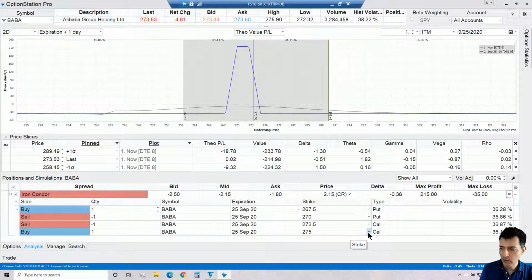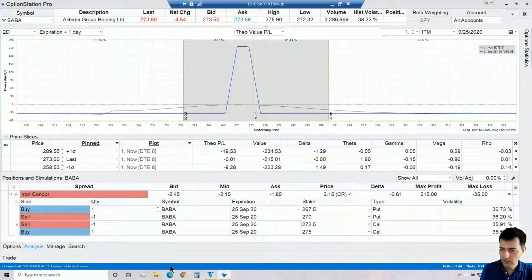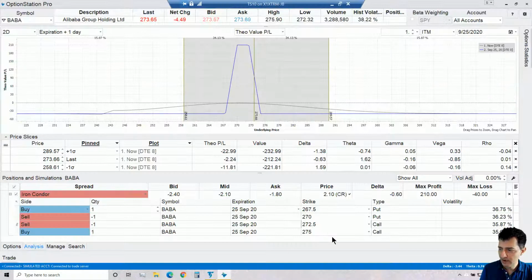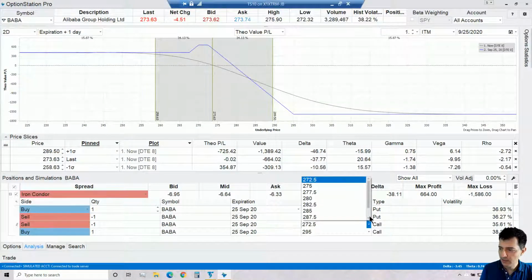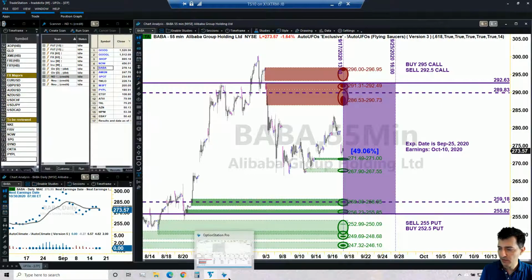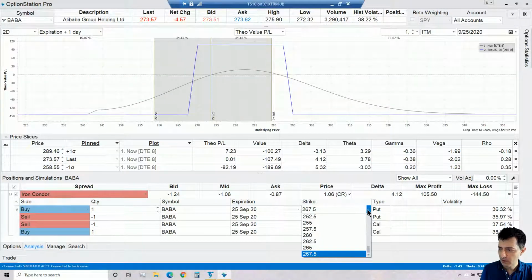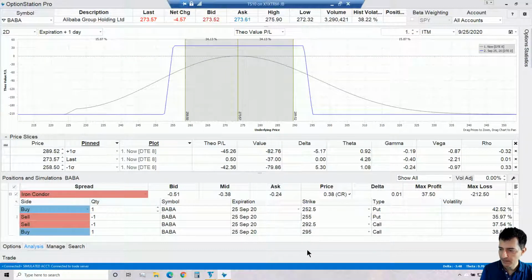Analysis. We're going to start with the call side. For the call side, we said that we are going to use the 295 and 292 and a half, right there. And for the put side, we said 255 and 252 and a half. So 252 and a half and 255. So my friends, I believe this trade is valid.